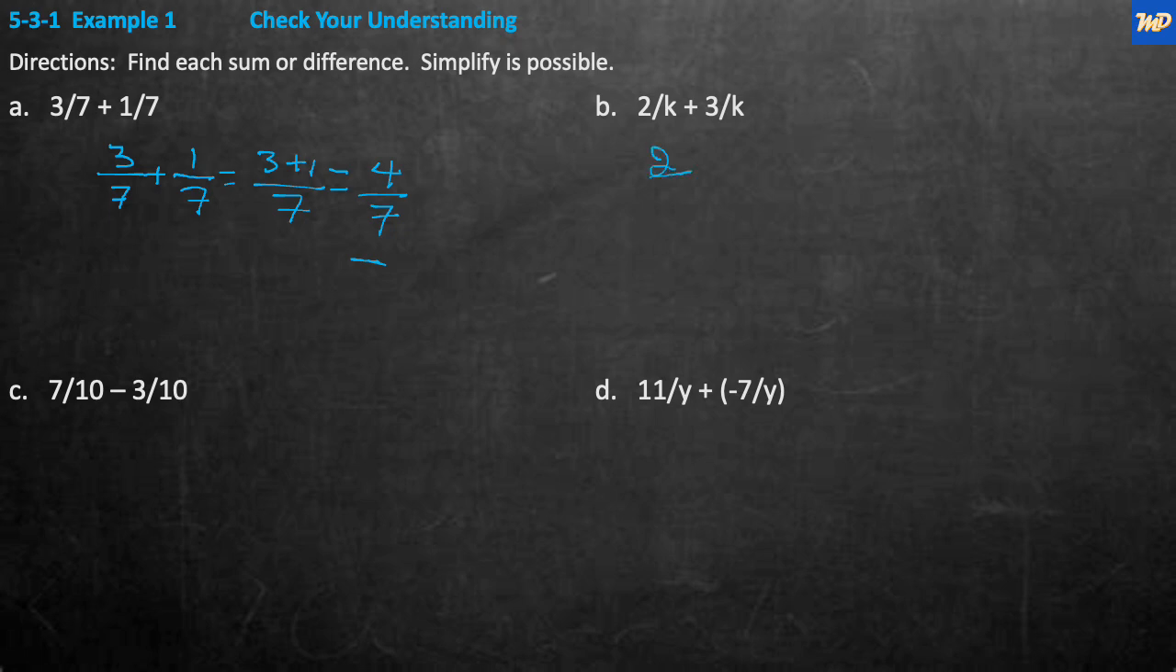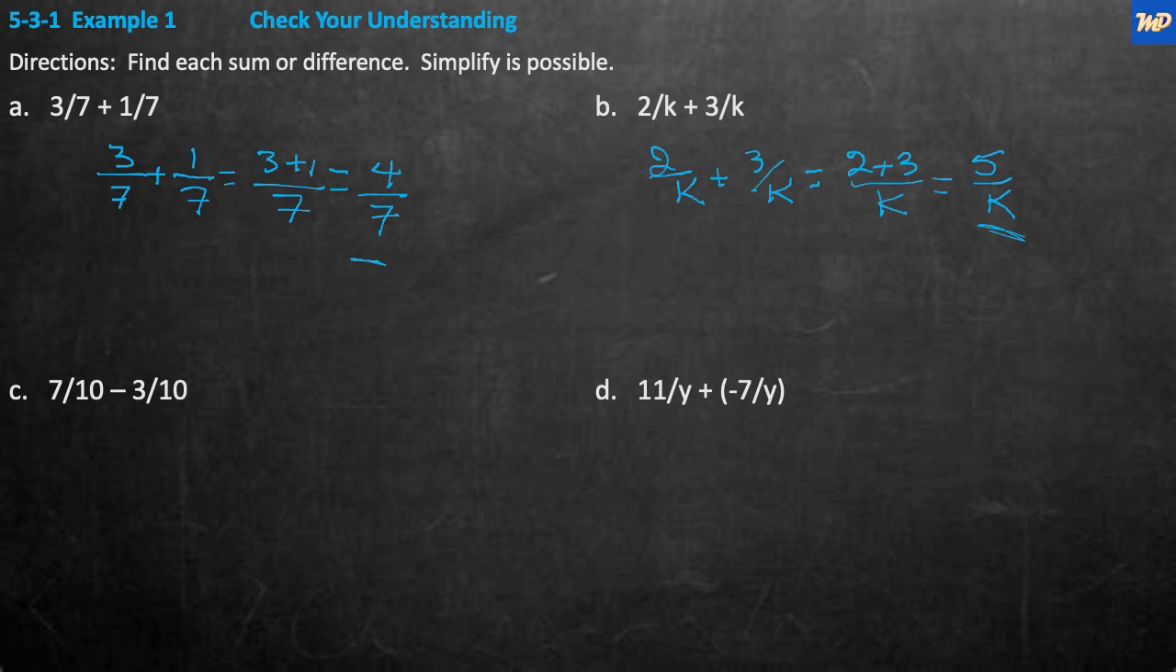2/k plus 3/k. And the variables, they're alike, so we can just add the numerators. So that equals 2 plus 3 over k, and 2 plus 3 equals 5/k. And that is as simplified as it can get, because you can't do anything with the 5 and the k, because we don't know what the k is.